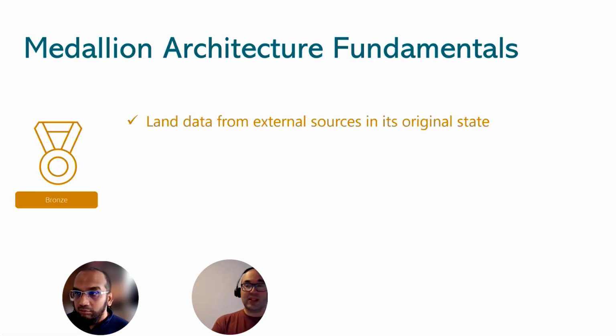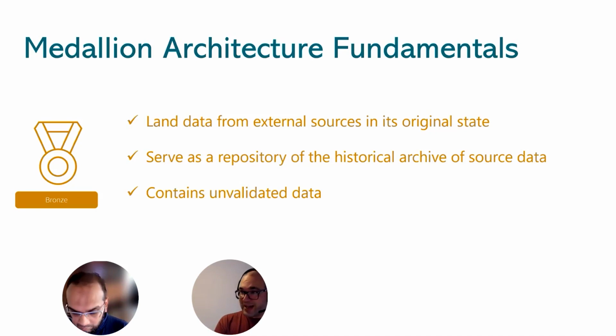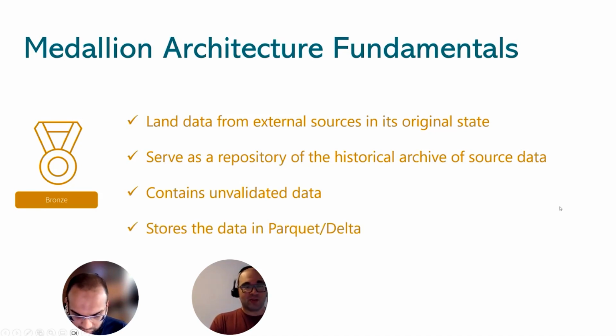So in a bronze layer, we land data from the external sources in its raw state. So data is ingested as it is and usually serves as a repository of historical archive of source data, because we can then quickly reprocess it if necessary. It contains unvalidated data. That's important to keep in mind. And in regards to storage format, it's usually Parquet or Delta format. Sometimes it can also be CSV or JSON.